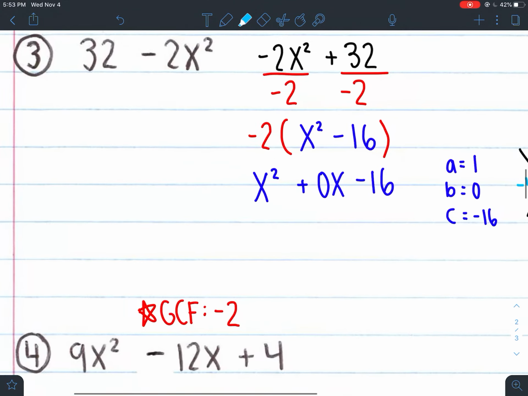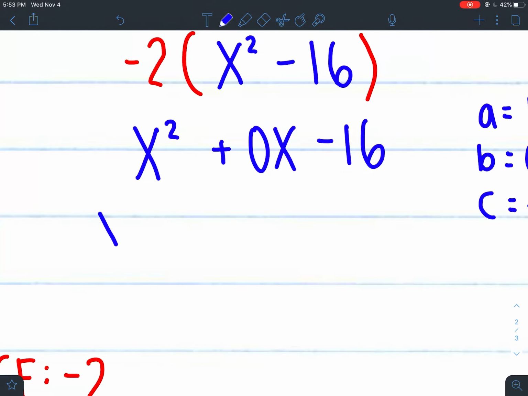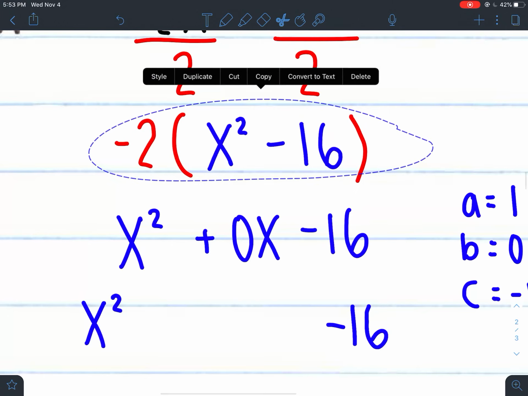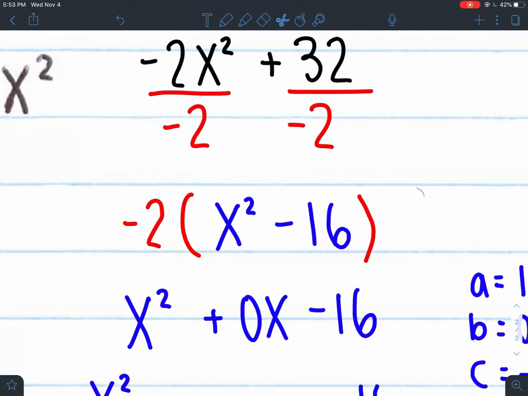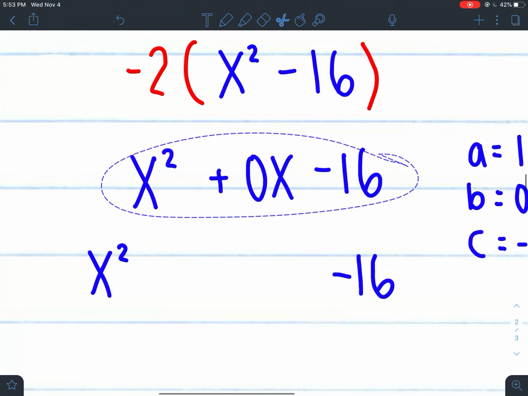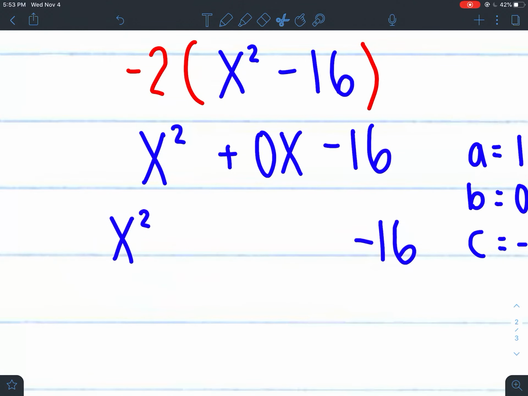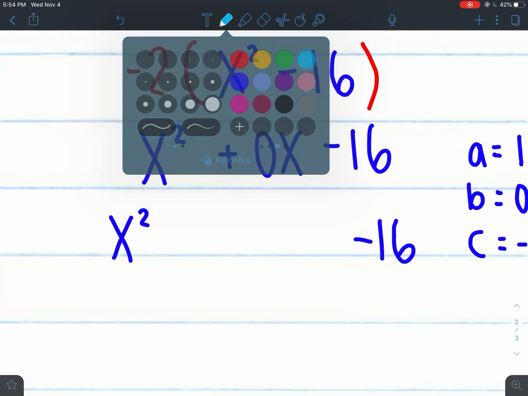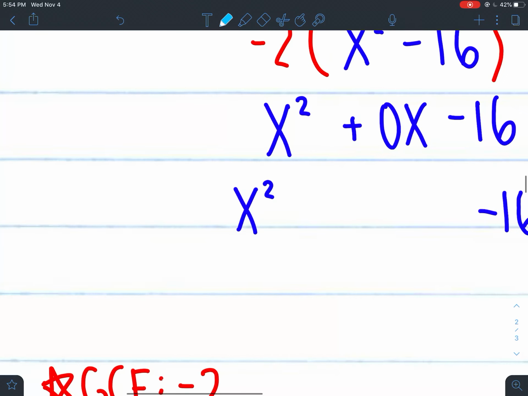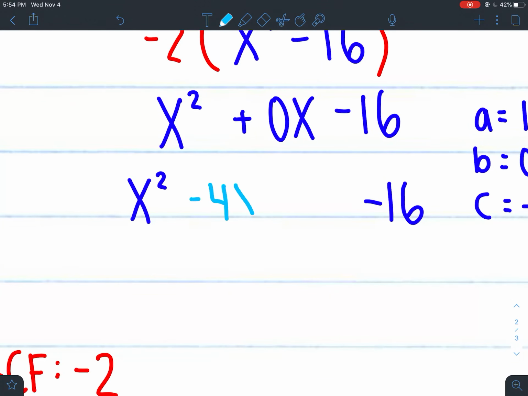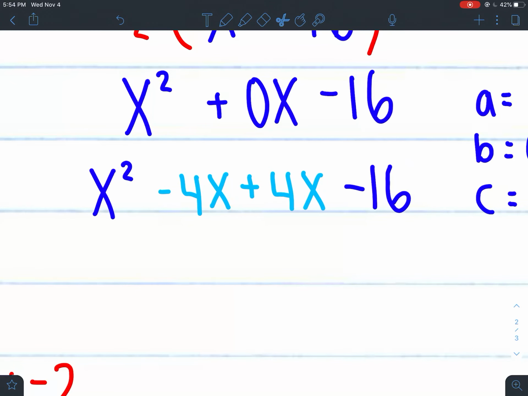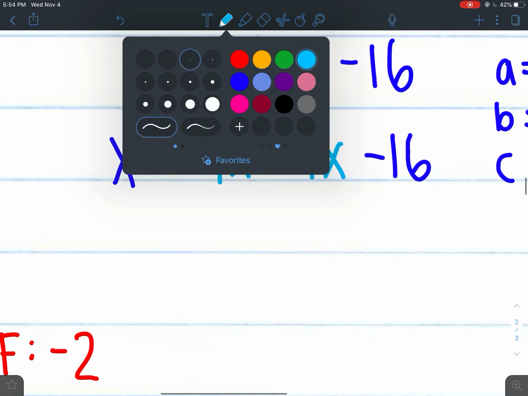Yep. Okay, so we're going to rewrite this. Now we know that the first term always stays the same and the last term stays the same. Let me move everything up a little bit because we're going to run out of room, because I write huge, right? Okay, so we're going to split this up to be negative 4x and positive 4x. Now remember, that's the equivalent to 0x, because if I do negative 4x plus 4x, I'm going to get 0x. So that's equivalent, and we're good there.